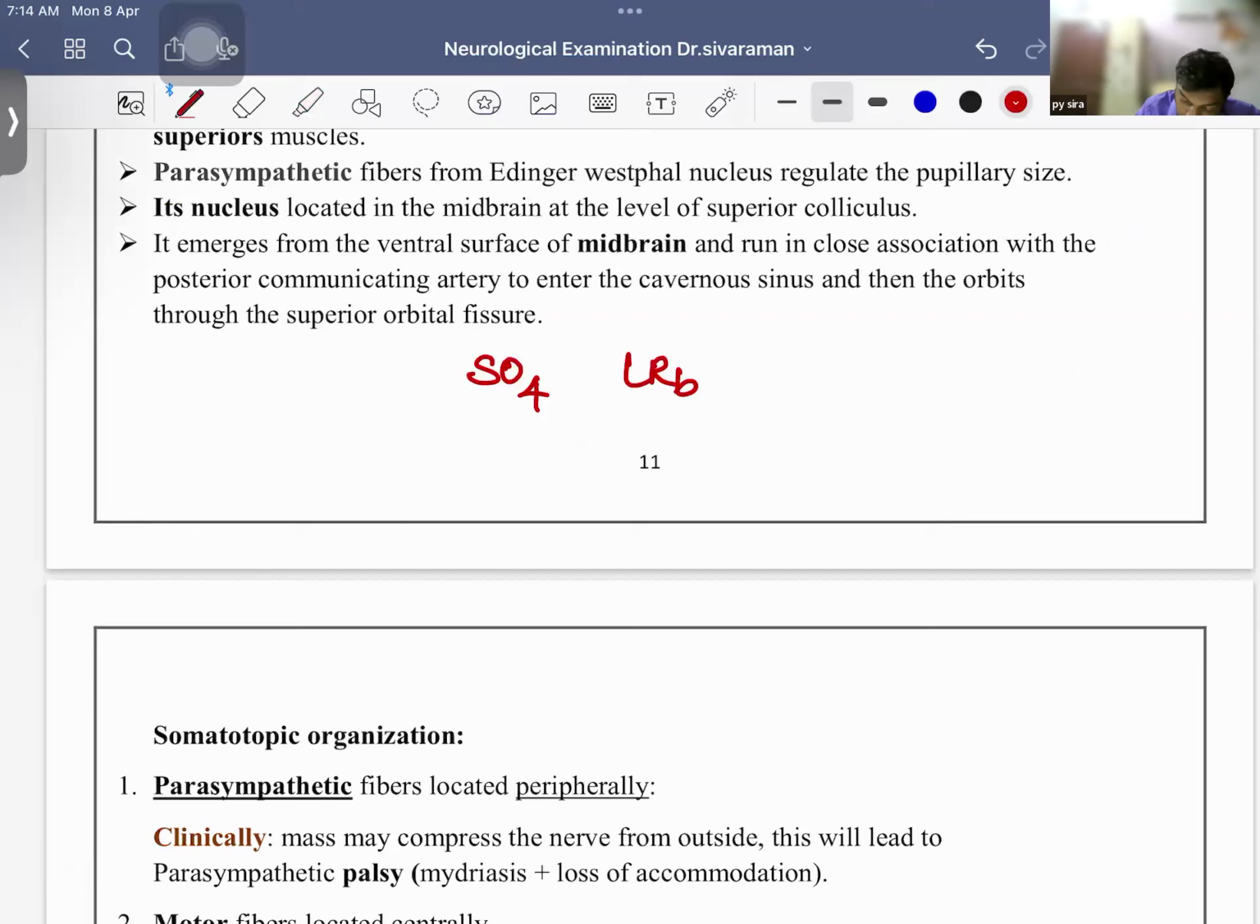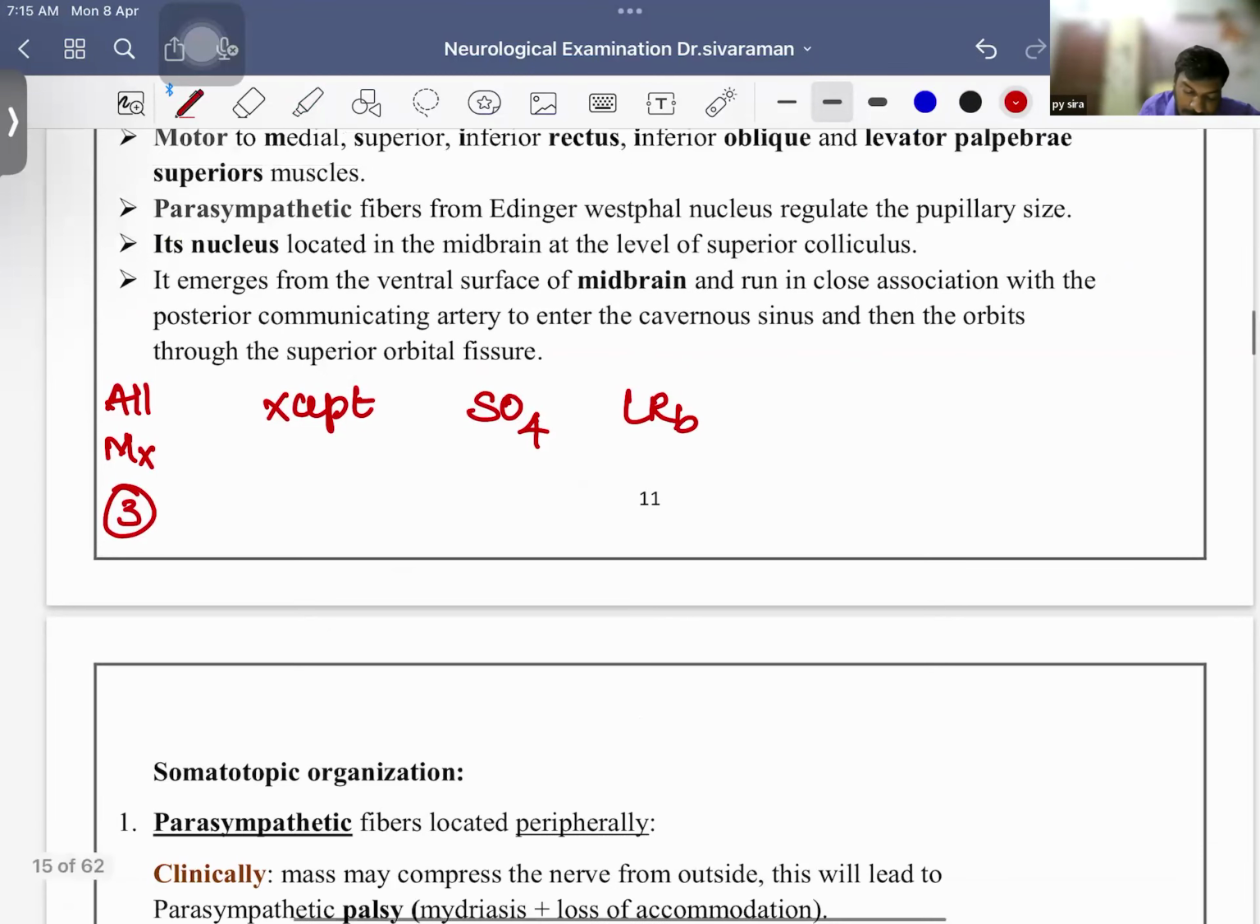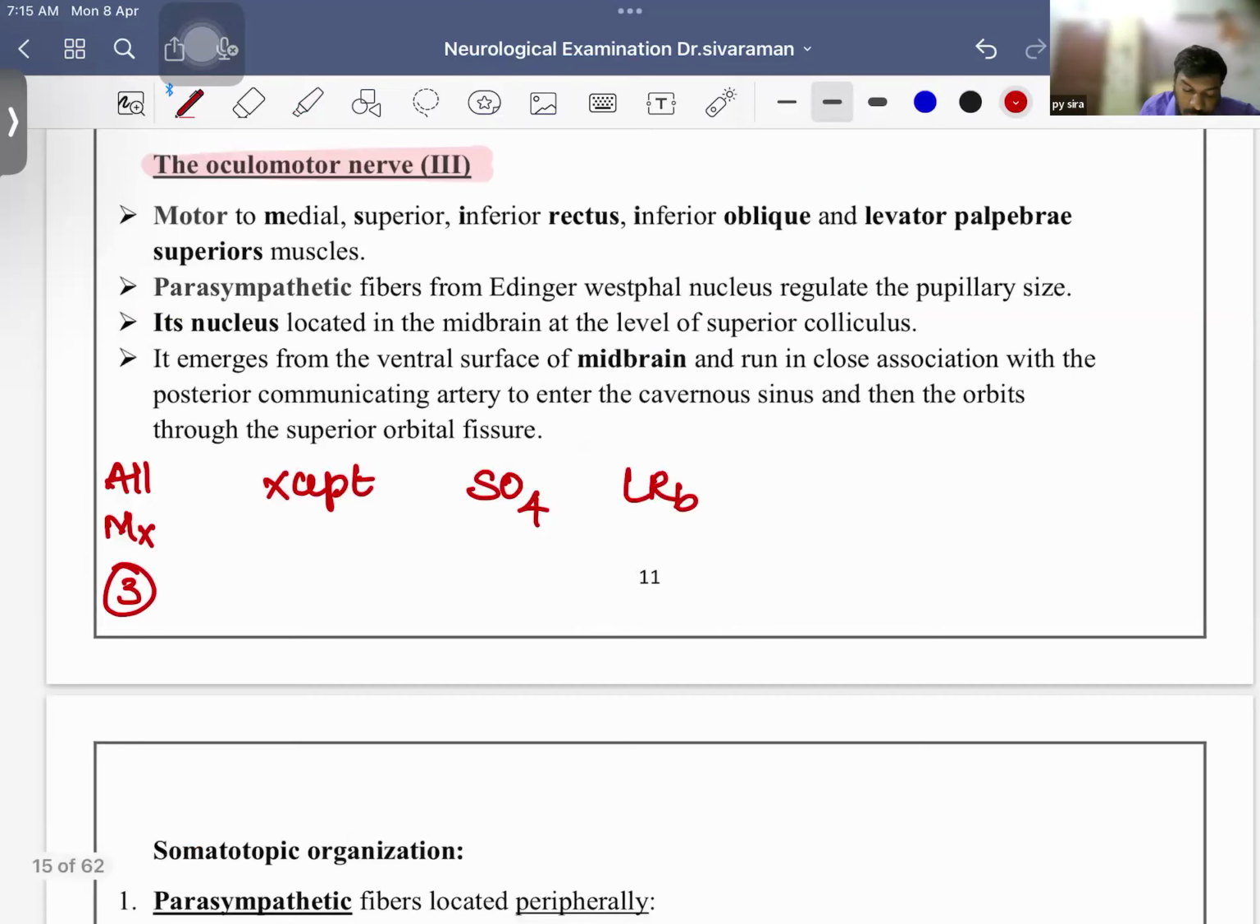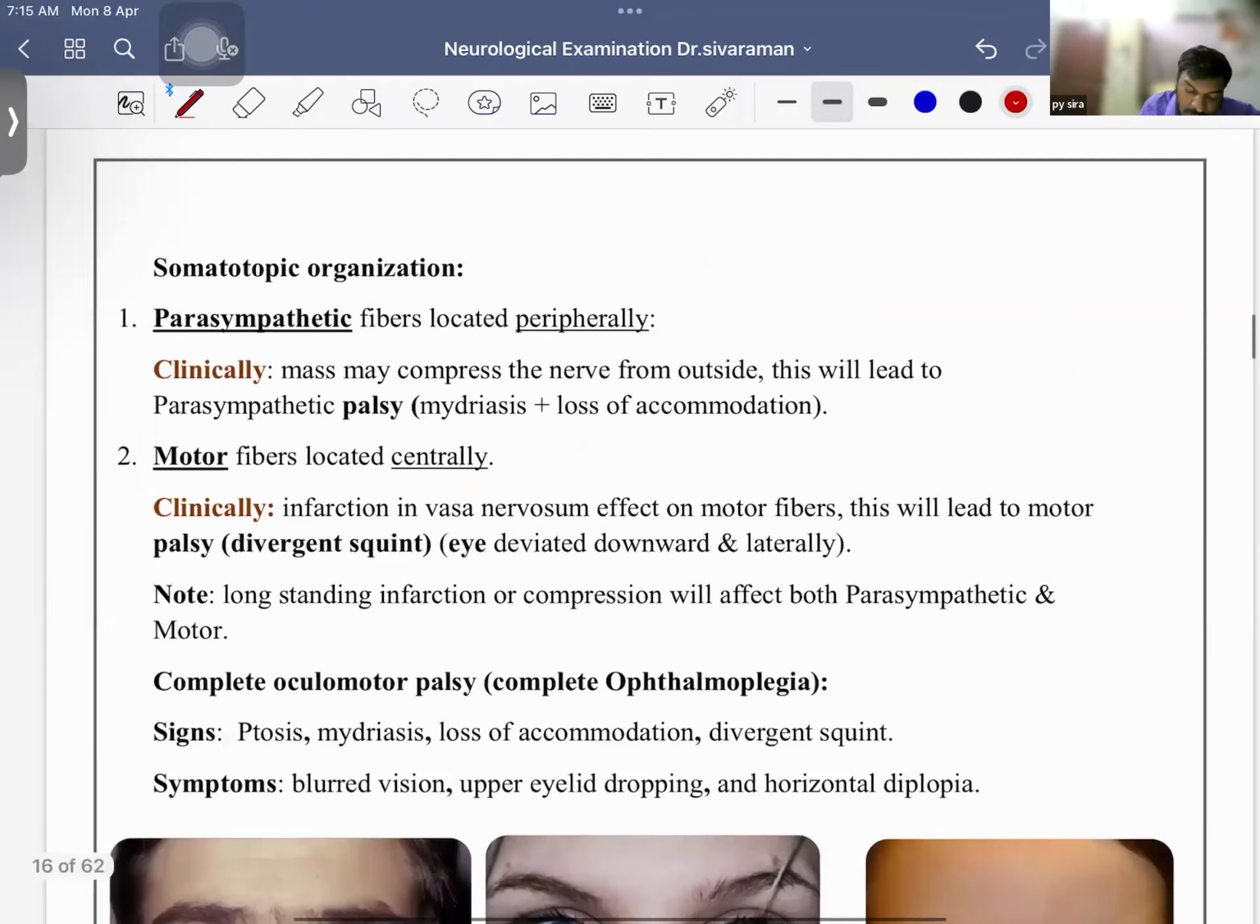All the muscles are supplied by the third nerve, except for SO4 and LR6. SO4 and LR6, that is very, very important. Okay, so the organization, if you see, there are going to be parasympathetic fibers located peripherally.